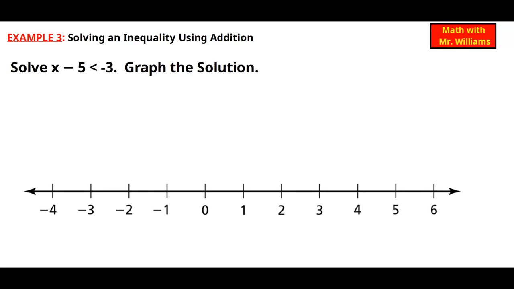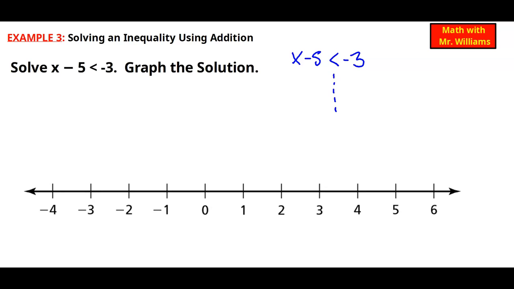Math with Mr. Williams, example 3. Solving an inequality using addition. Solve x minus 5 is less than negative 3. Graph the solution. So let's go ahead and start off by writing down our inequality. All right, so what I like to do is use my line of inequality. It's a dotted line versus a solid line for equals.